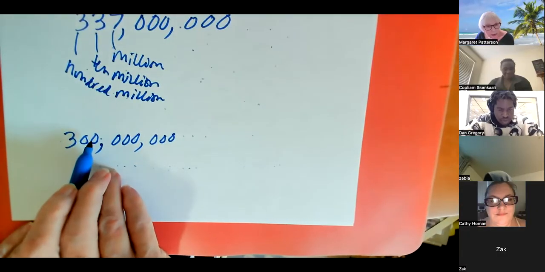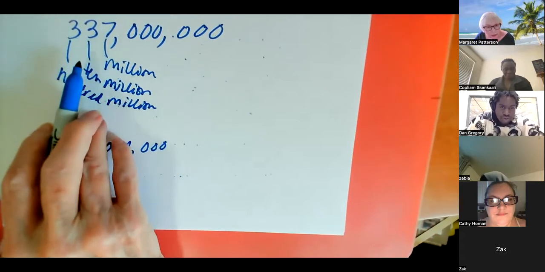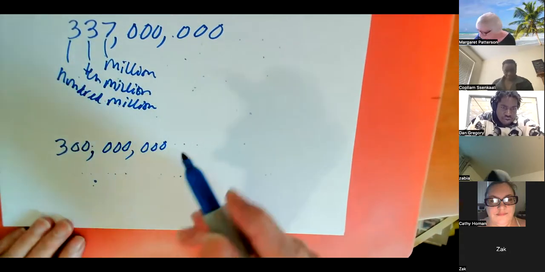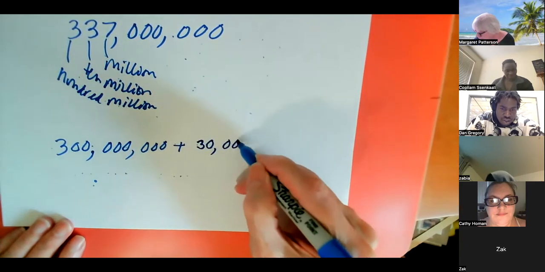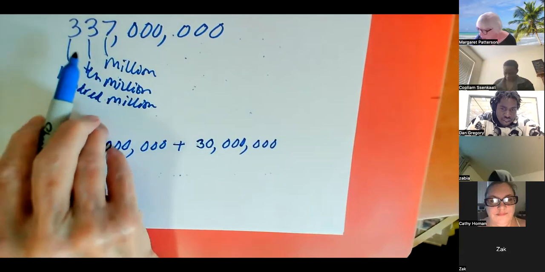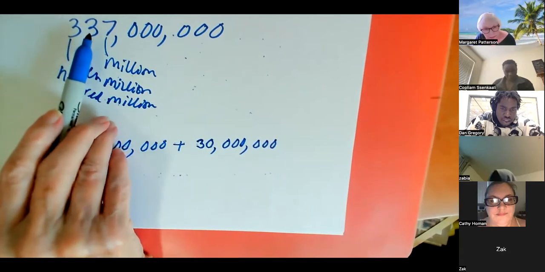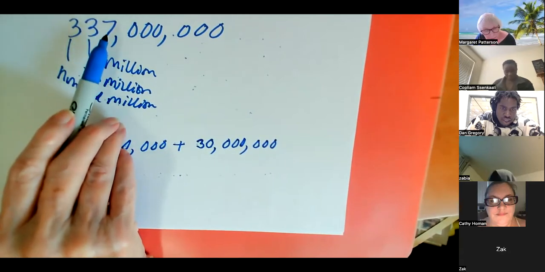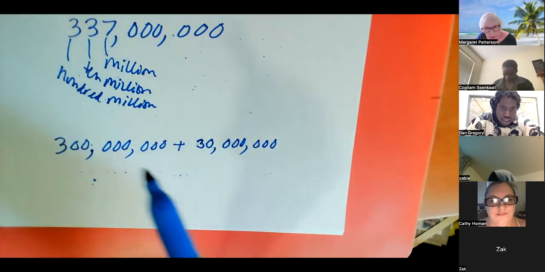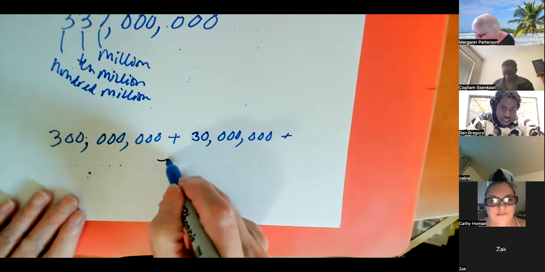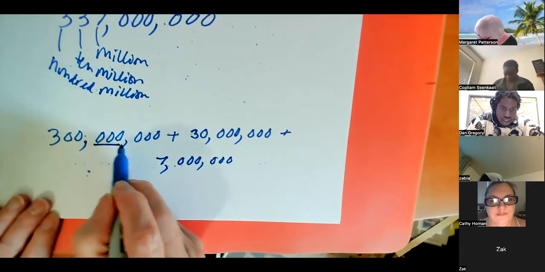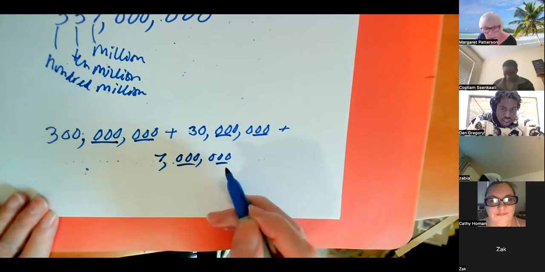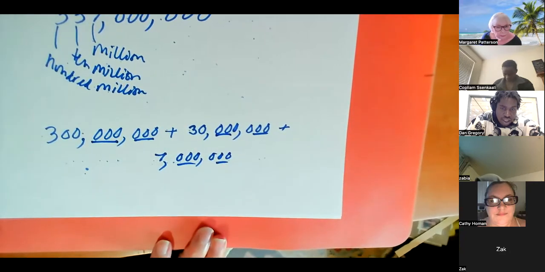So that's 300 in the millions place. This would be a 3 in the 10 million place, so that's 30 million. And this last one would just be plain ordinary 7 million. So it's 7, comma, 1, 2, 3, comma, 1, 2, 3. Notice every one of these had 6 zeros trailing, so that we got them all into the millions, right?